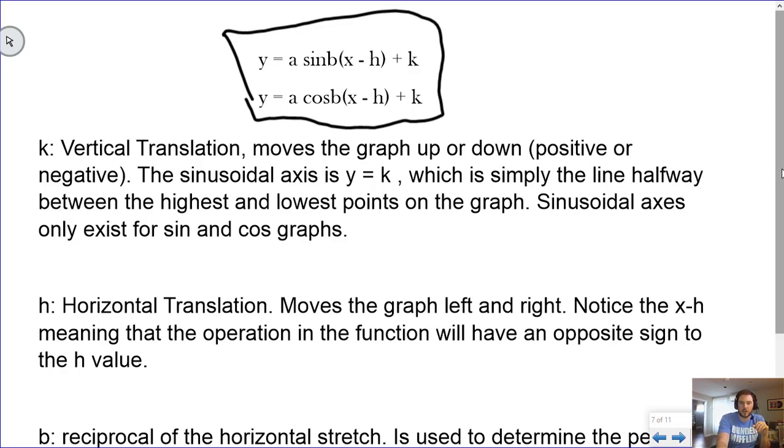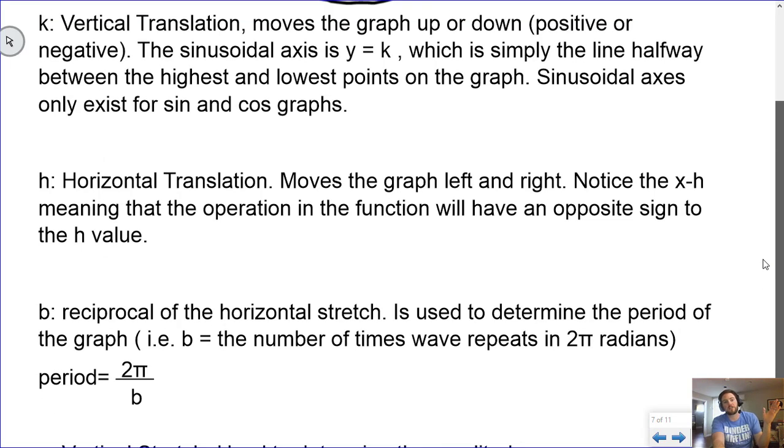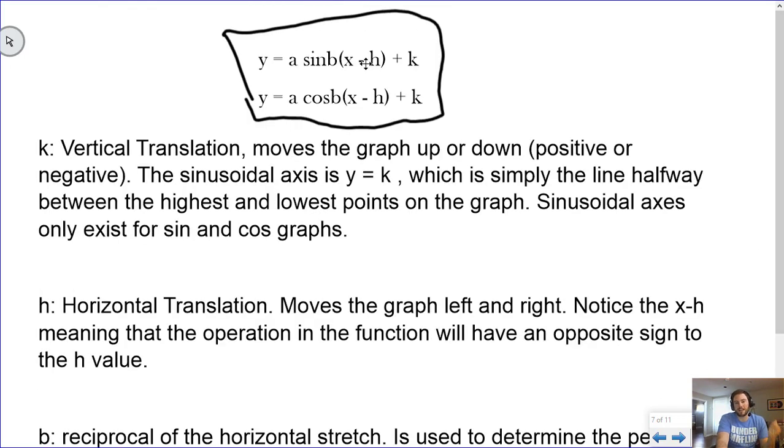h is my horizontal translation. So as we noticed in the little animation there, what h will do is it'll take a graph and shift it left and right. Notice that in our equation here, it's x minus h. So it's always that opposite sign. Whatever operation is happening to the h, we have to take the opposite sign.